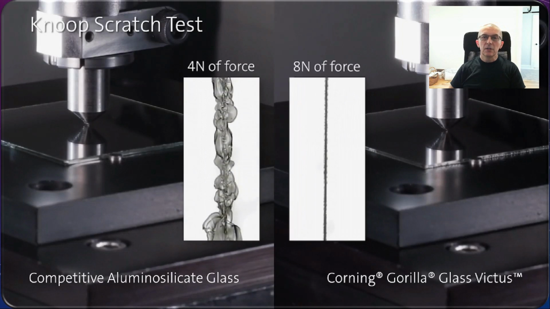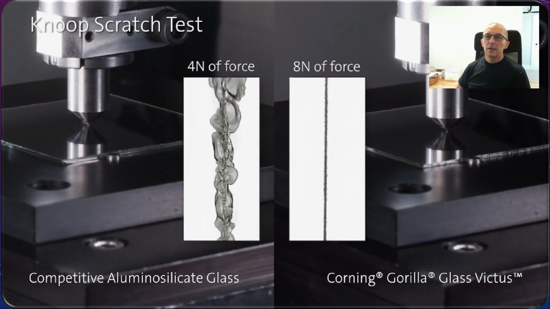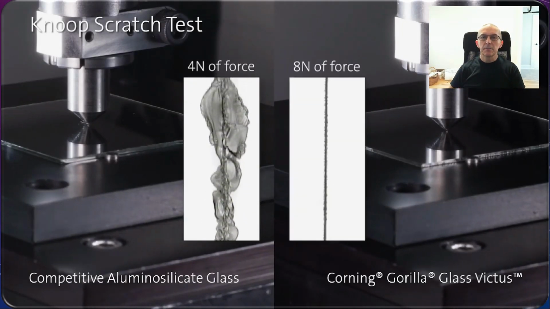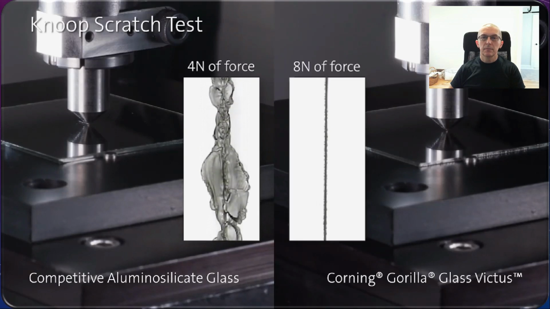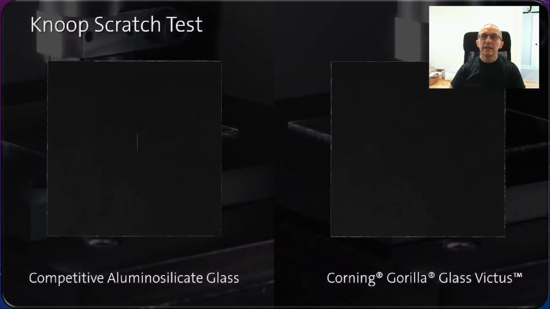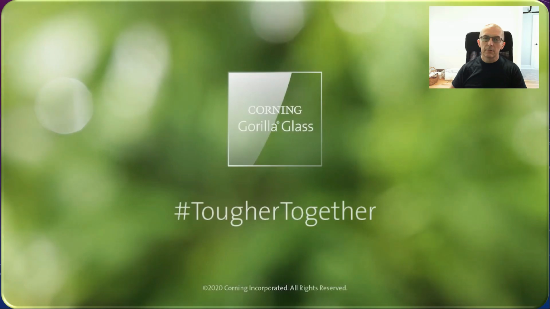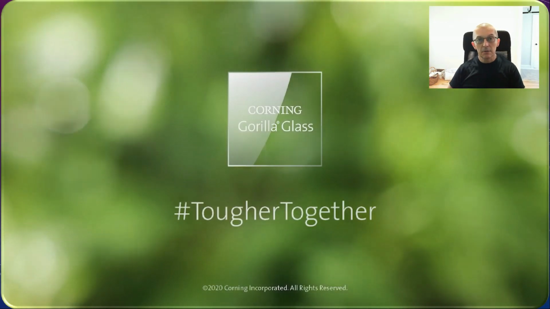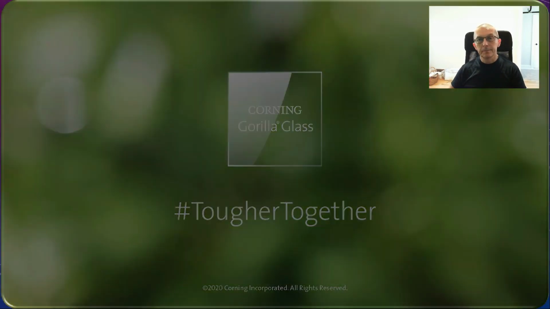So as we see on the left side, you see how the glass breaks apart a little bit as the scratch is being applied, and the right side stays more of a line. And of course that's Corning Gorilla Glass, is the glass that's used on most phones.